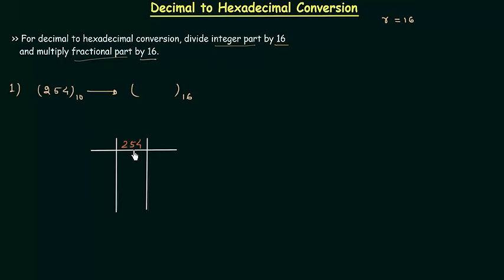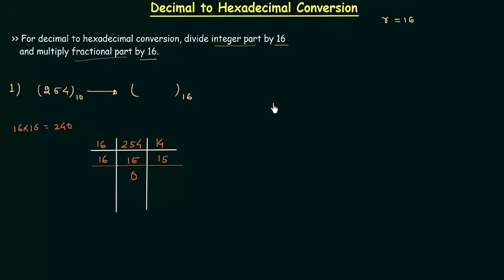254 is the decimal number, and we have to divide 254 by 16. We have to divide the integer part by 16, and when we divide 254 by 16, the quotient is 15 and the remainder is 14, because when you multiply 16 by 15, the result is 240, and when you subtract 240 from 254, you have 14 as remainder. We will again divide 15 by 16. The quotient is 0 and remainder is 15.